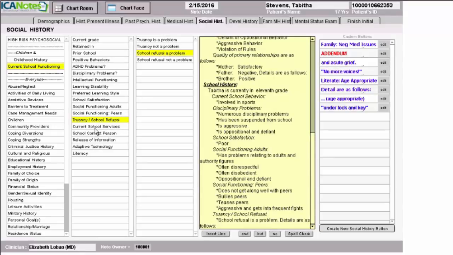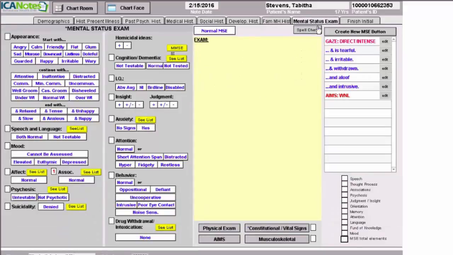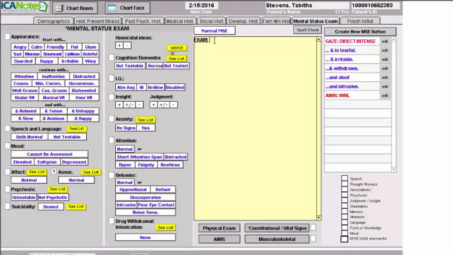There's other information here in terms of talking about school, a contact person, release of information, and whether she's literate or not. Let's come over here to family mental health history. It says that her sister was treated for bipolar disorder. Otherwise, the family history is negative. We'll finish this note up by doing an initial assessment.